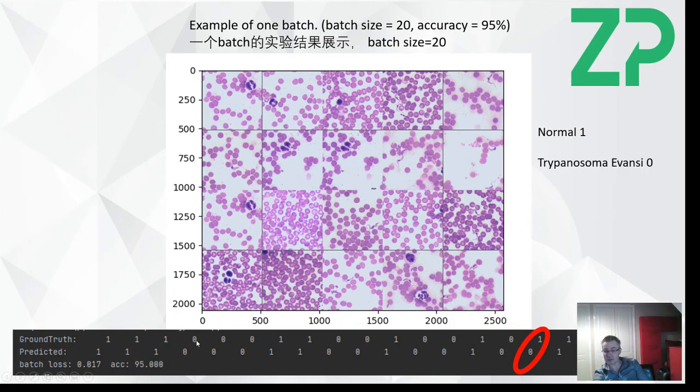So in fact there's good correlation all the way along, apart from 1 over here, which is about the 5th from the end: 1, 2, 3, 4, 5. It has miscalled this one. The truth is there is no Trypanosoma evansii in here, and the model has said that there is, so that's an error. But it's not a disaster because we made a mistake on 1 in 20, and the accuracy was 95%.